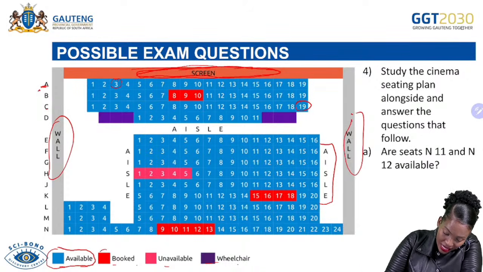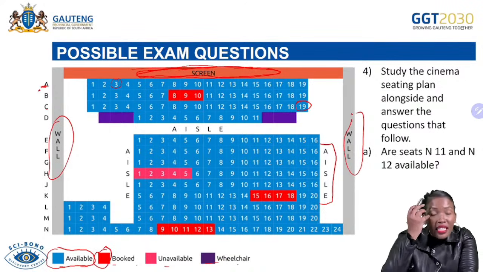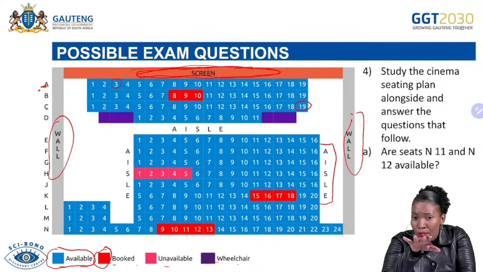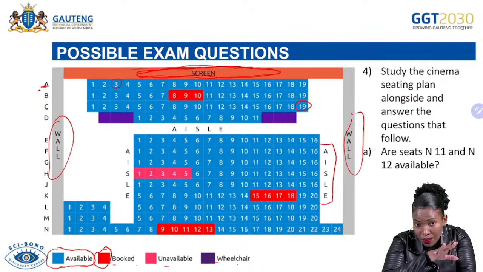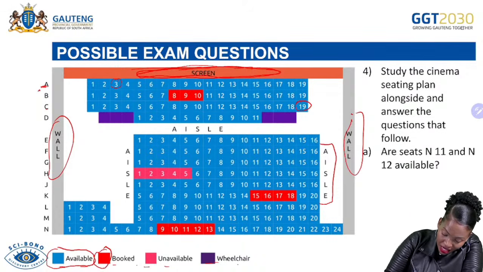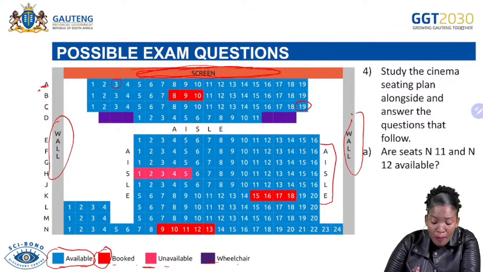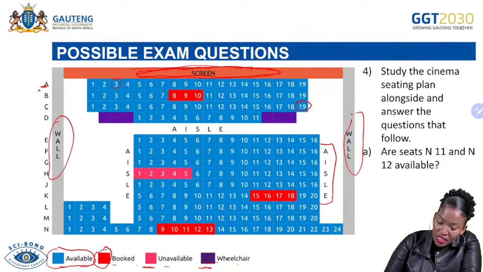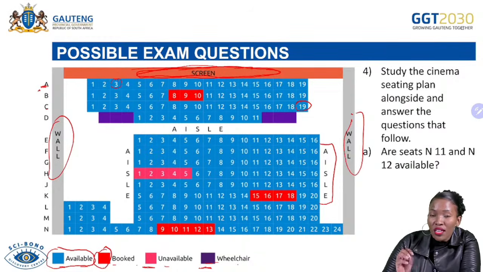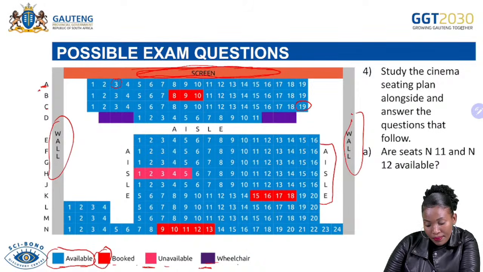So if you see a seat being red, it means that seat is no longer available. It has been booked. If you see a pink seat, it is not available. It is unavailable. We don't know what could be the reason. Maybe it is broken, but it is not available. If you see a purple seat, the purple means that it is for people that are using wheelchair only. I hope we understand our cinema seating plan. Let's go to our questions.